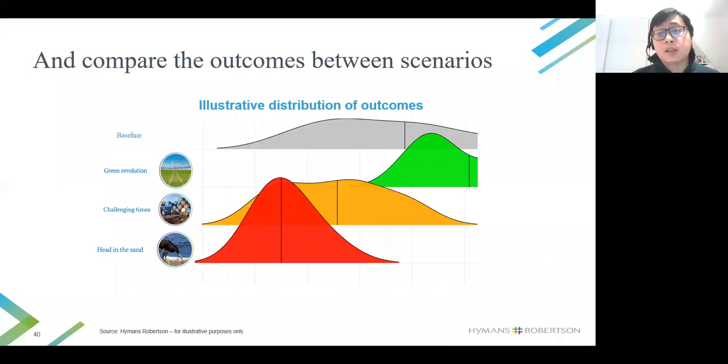Having done this analysis, we are able to come up with a distribution of outcomes for each of the 3 scenarios. Now, as noted previously, although it may seem from a pure longevity perspective that the challenging times and head in the sand scenarios may result in favorable outcomes for an annuity portfolio, the asset side implications could be much more severe. So it's important to build up a holistic view of the implications of these scenarios on the balance sheet for firms. Indeed, the next step would be to start expanding this to also cover other potential areas that insurers may be affected by climate change, such as changing business mix, operational risk, and so forth.